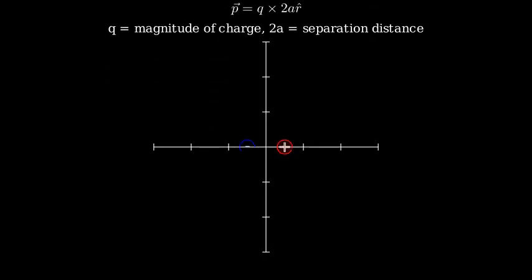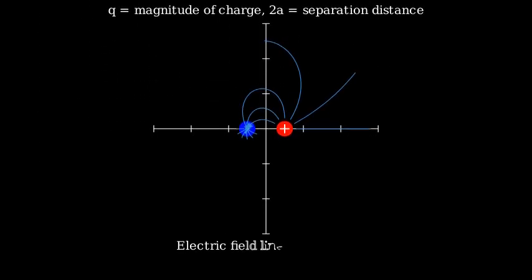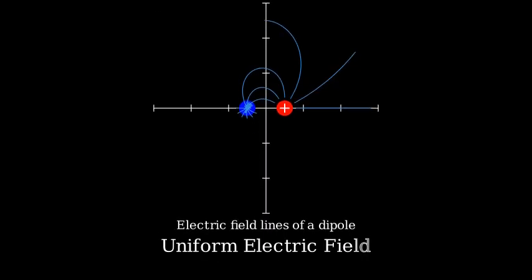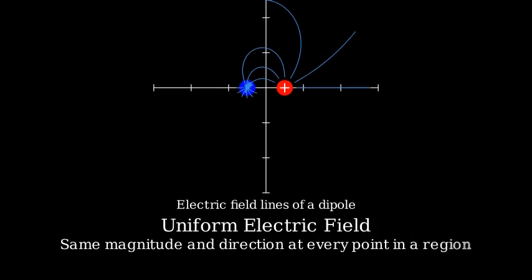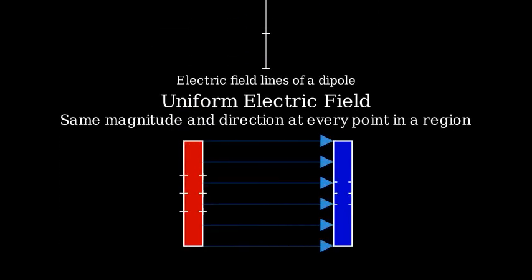The electric field of a dipole has a characteristic pattern. Let's visualize it. Another important concept is the uniform electric field. A uniform electric field has the same magnitude and direction at every point in a given region. The most common example is the field between two parallel plate conductors with opposite charges, far from the edges.